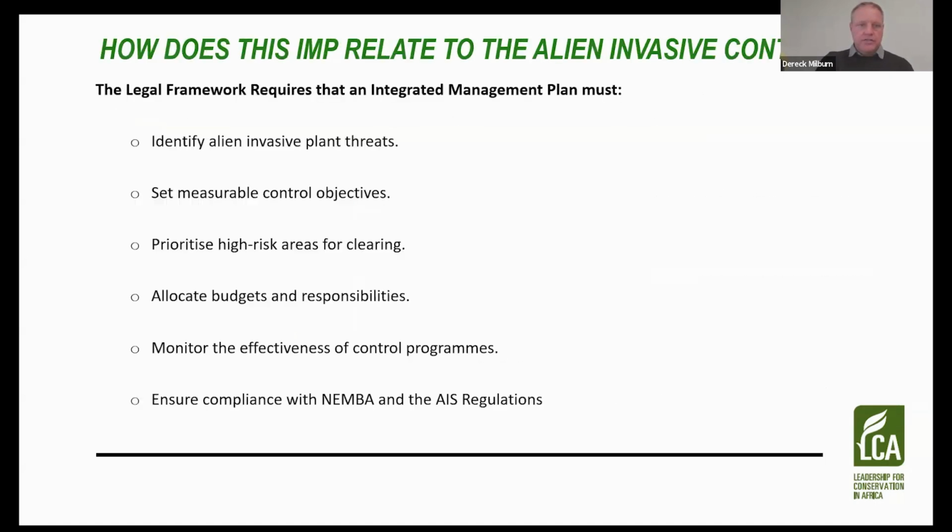So in terms of the legal framework that I spoke about a slide ago, that legal framework requires that an integrated management plan must identify alien and invasive plant threats, set measurable control objectives, prioritize high-risk areas for clearing, allocate budgets and responsibilities, monitor the effectiveness of control programs, and ensure compliance with NEMBA and the AIS regulations. So this is not a nice to have, this is not optional, these are legal requirements in terms of the relevant legislation, and it's important that we all understand that. We are legally mandated to ensure that we address these components in the integrated management plan.